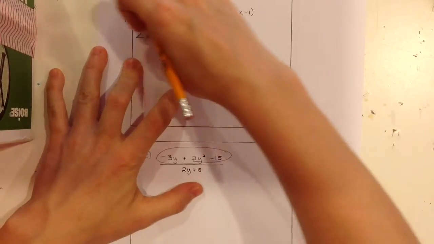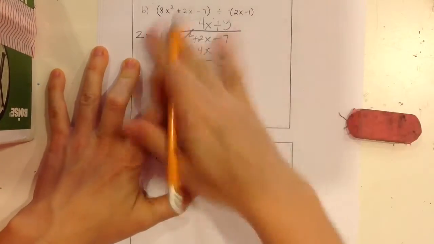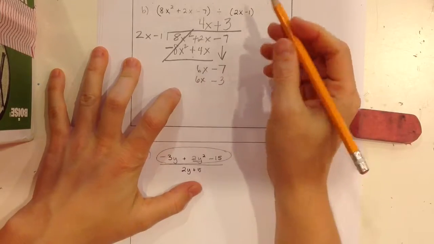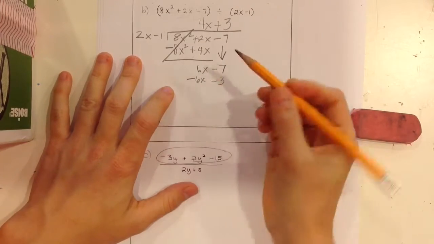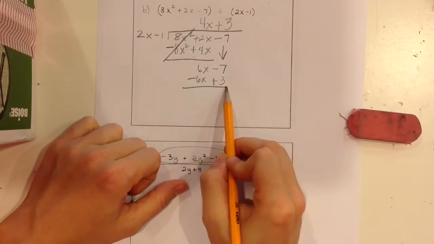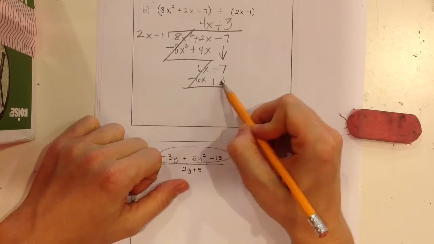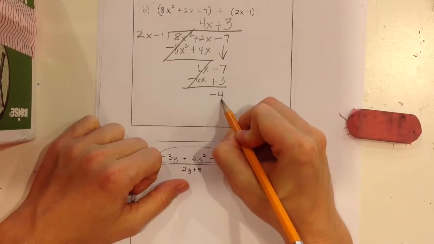Alright, again I have the same thing. I have 6x on top and bottom, so I'm going to start subtracting. And when I subtract, I change all the signs to the opposite. This becomes a negative 6x. This becomes a positive 3 and cancels out the leading term. I have negative 7 plus 3, that gives me a negative 4.